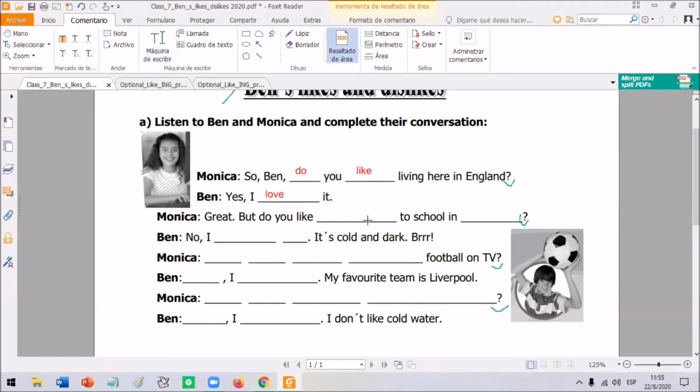Recordá lo que estuvimos viendo en las clases anteriores, de que cuando hablamos de actividades que nos gusta hacer, como acá, lo que viene después del like, esa acción lleva ing. No digo live, sino living. Do you like living here in England? ¿Ok? Tengan en cuenta esa regla para las próximas preguntas, ¿sí? Sabemos que después de verbos como like, love, hate, etc., las acciones llevan ing. Tenerlo en cuenta por si a vos te toca escribir alguna. So, let's continue. Vamos con la siguiente pregunta de Mónica.